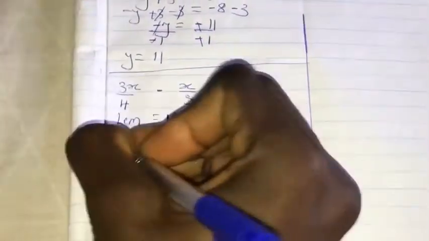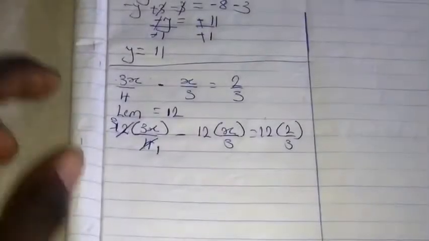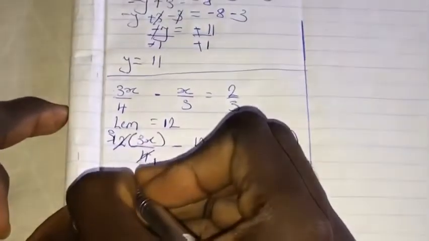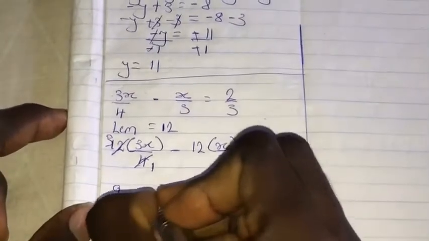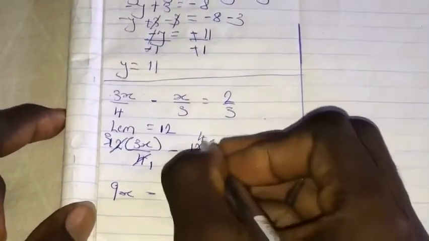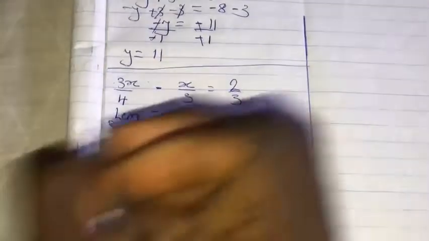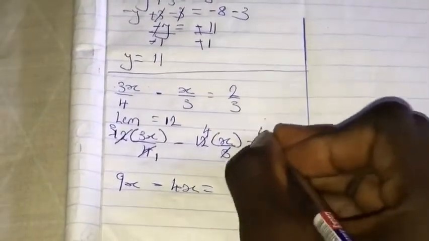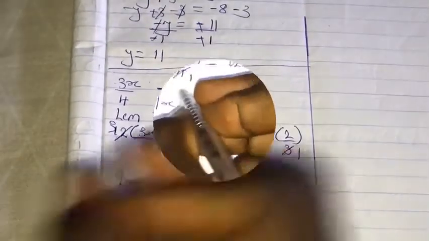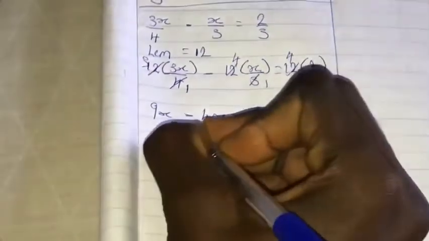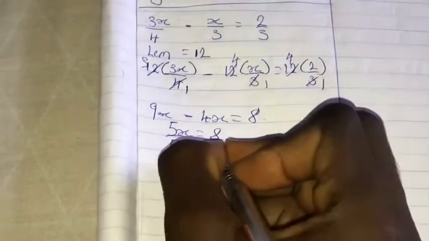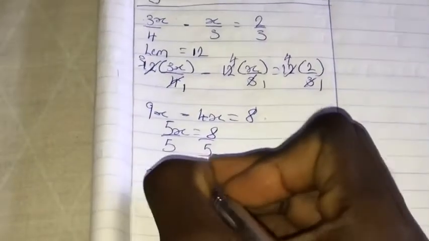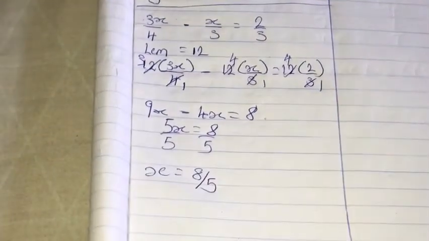Then you start dividing. 4 into 12 is 3, 3 times 3x is 9x. Minus 3 into 12 is 4, minus 4 times x will give us minus 4x, is equal to 3 into 12 is 4, 4 times 2 will give us 8. So 9x minus 4x is 5x, and 5x is equal to 8. Then you divide both sides by 5. Therefore our x is equal to 8 over 5. That is the final answer for this.